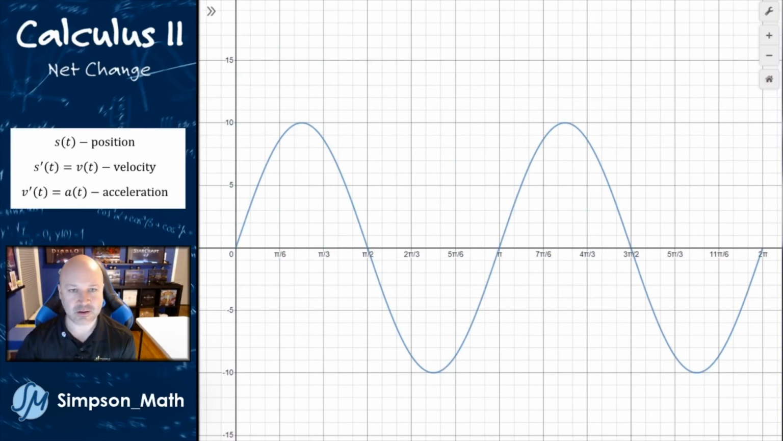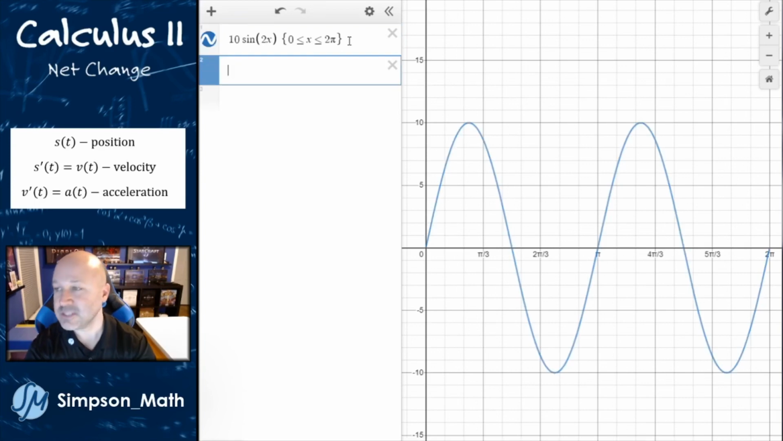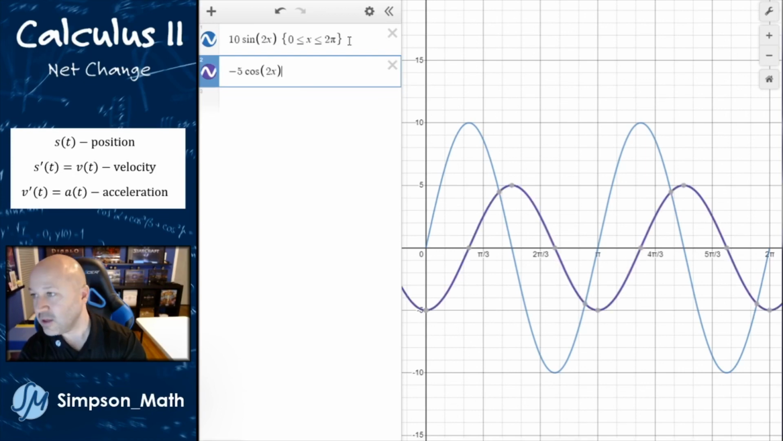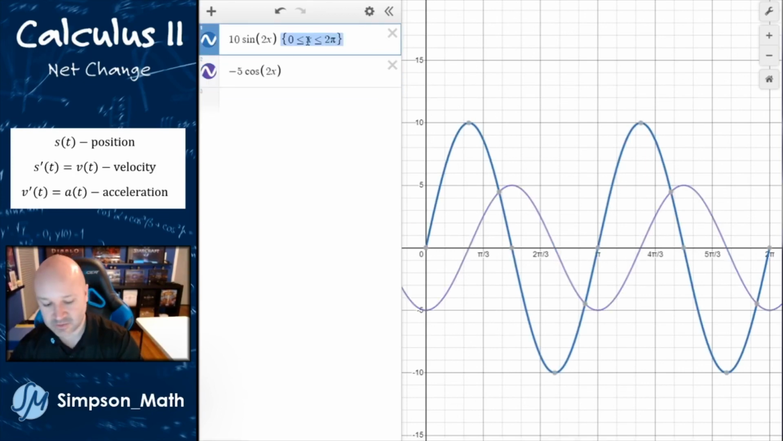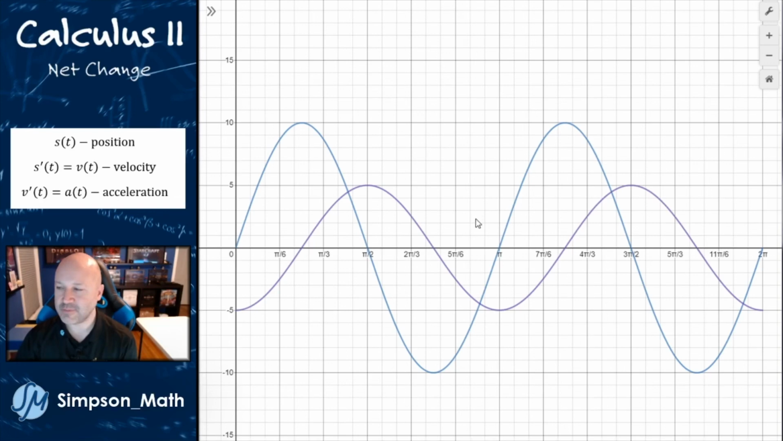Let me get on there the position function again. I deleted it. It was a mistake. Let me put it back on there. I'm putting the position function negative 5 cosine double angle, and I really want to see this just along this interval. And this 40 should make sense when we talk about distance traveled.